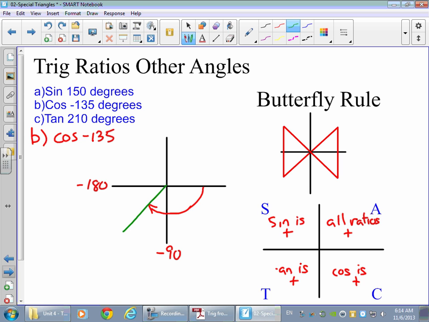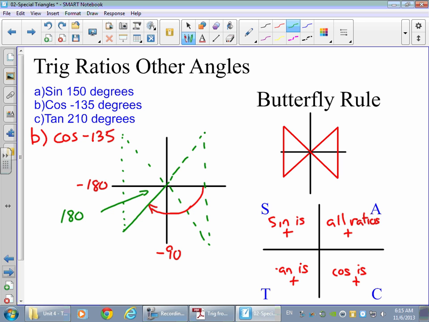So basically, I've got this line here. I can turn it into a butterfly. And I only do that because I want to make sure I know which angle it is I'm dealing with. I'm not dealing with the negative 135 anymore. I'm dealing with the angle that's missing on the inside of this triangle. It has to be the angle inside the butterfly.